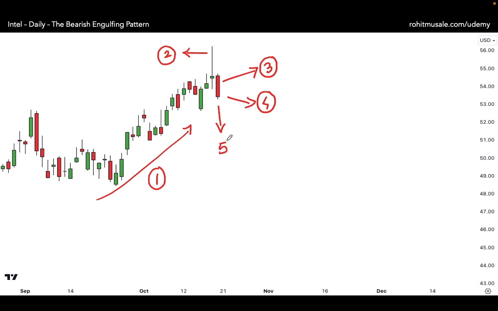The fifth condition is both should be opposite in color. So it should be green and red, or white and black. Black means bearish. Sixth condition is the shadows do not matter. The shadows can be anything. They can be long or small. But the important thing is the second candle should completely engulf. The second candle real body should completely engulf the first candle real body. So this is how you identify a bearish engulfing pattern.